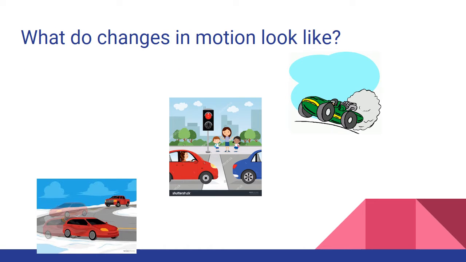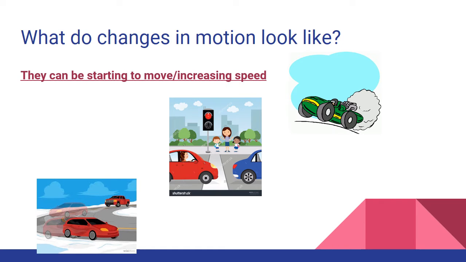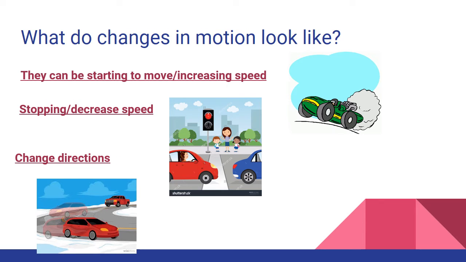So what do changes in motion look like? This is something we've talked about before. We're thinking acceleration here, so go ahead and write down the three things that you know change motion, and then I'll let you know what they are. Hopefully you got them. They are that you can increase speed or start to move, you can slow down or stop, or you can change directions. These are the three things that change our motion.